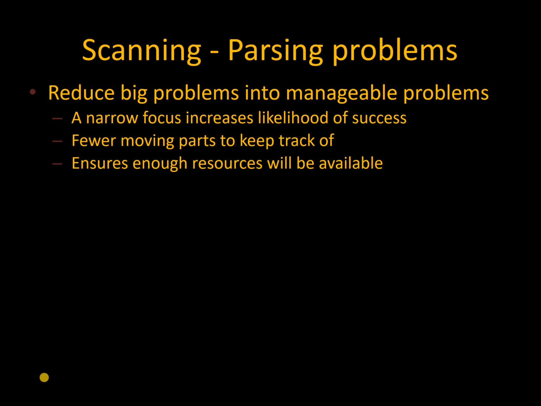So when we reduce big problems into more manageable ones, since we've got a narrower focus, we're going to increase our likelihood of actually successfully addressing the problem. When we're focused on a very specific problem that's manageable, we've got fewer moving parts that we need to keep track of, and it also ensures that we're going to have enough resources available to actually have an impact on the problem. That's why we want to take big problems and break them down into more manageable pieces and try to focus on only those pieces that are most harmful.